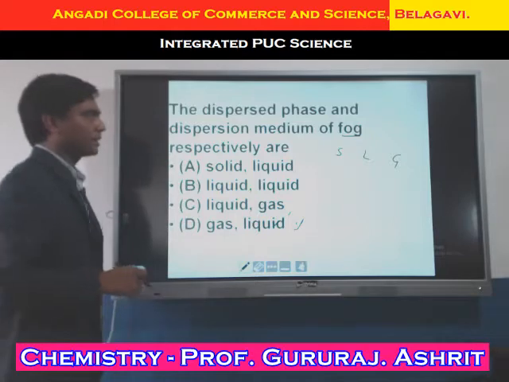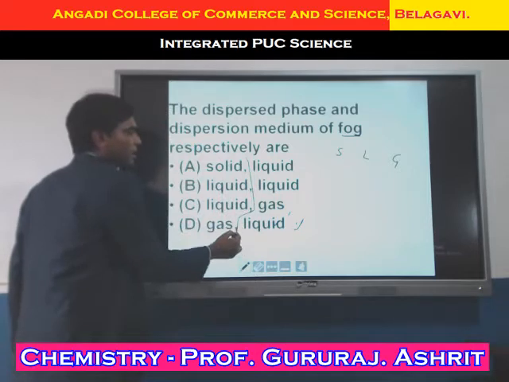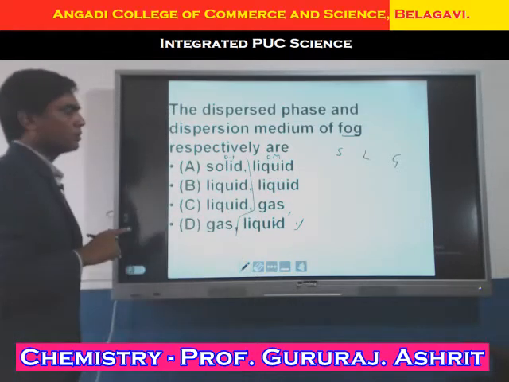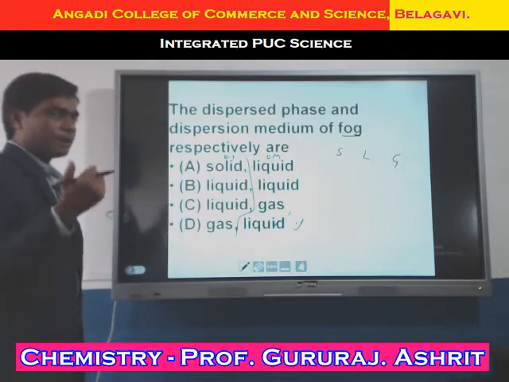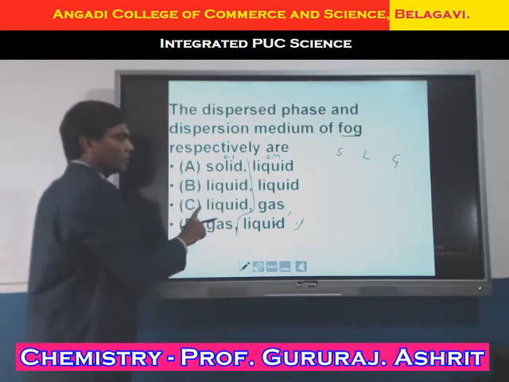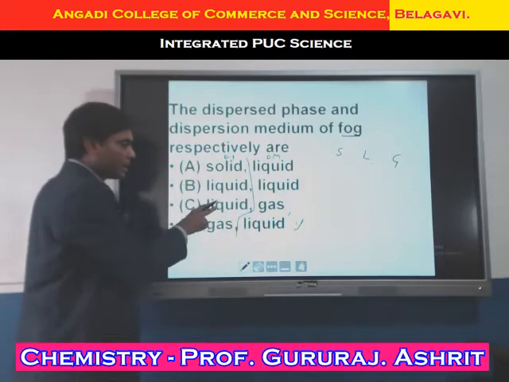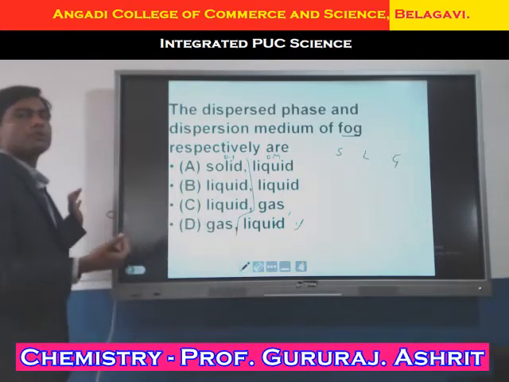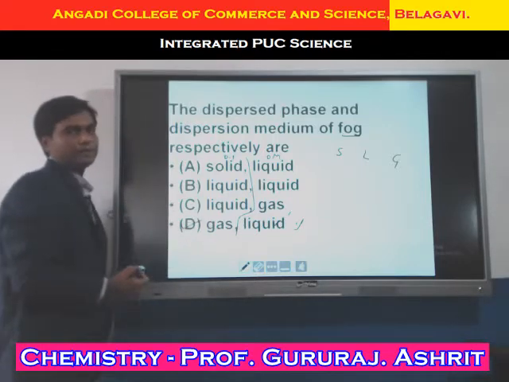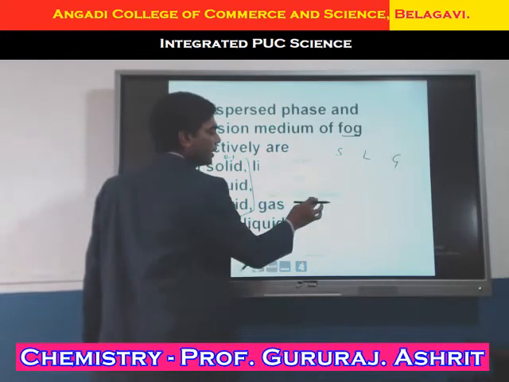In this, which one is correct? Dispersed phase and dispersion medium means the first part should be DP, second part should be DM. In fog we know that liquid and gas are present. But which one is DP, which one is DM? Solid-liquid wrong, liquid-liquid wrong, liquid-gas correct, gas-liquid correct. But in these two options, we have to think which is more and which is less. So therefore the answer is liquid and gas, that is, liquid is DP and gas is the dispersion medium. Okay.